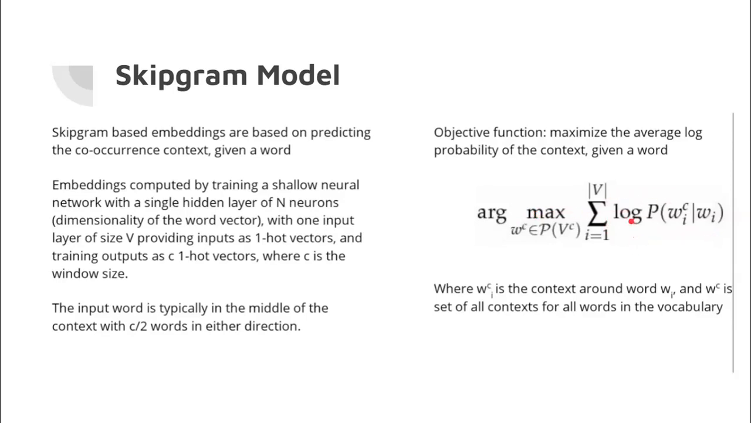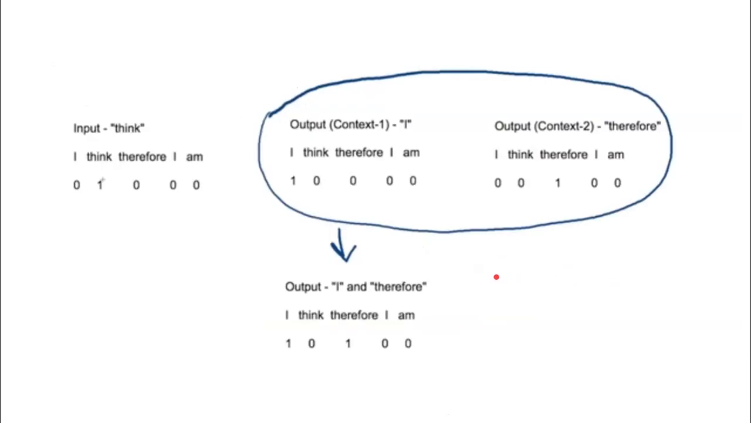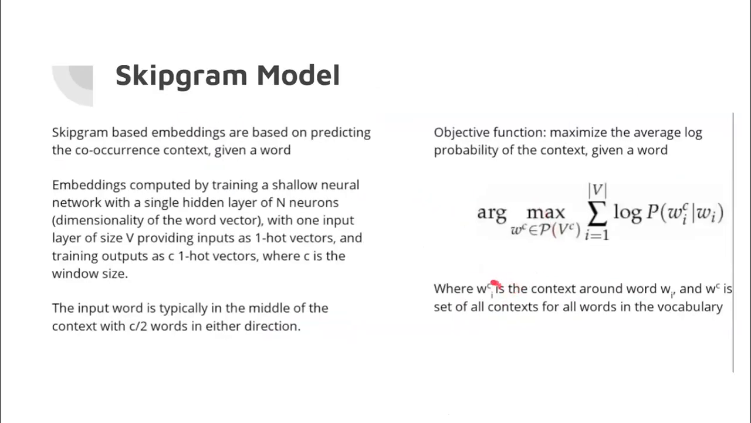So we have taken a log of the probability of w_c given w_i. What are w_c and w_i? Here w_c is the context around the word w_i. If I take the word think, then that would be w_i, and the context around the word would be, say, therefore and I. So it will try to capture these details.